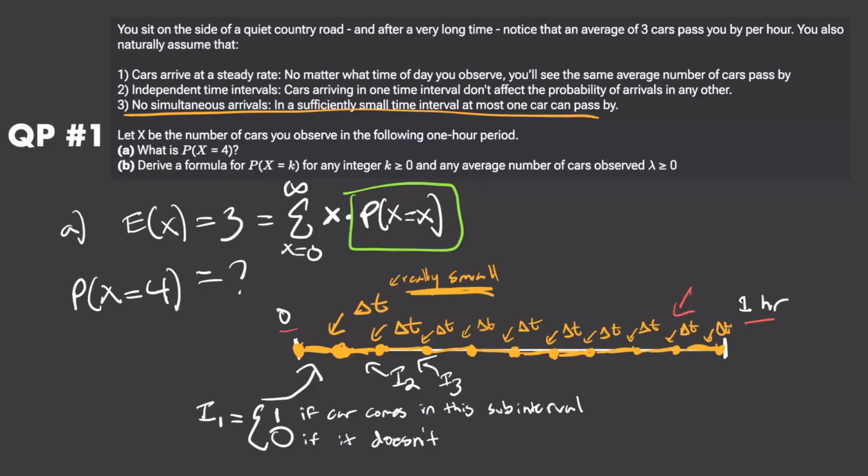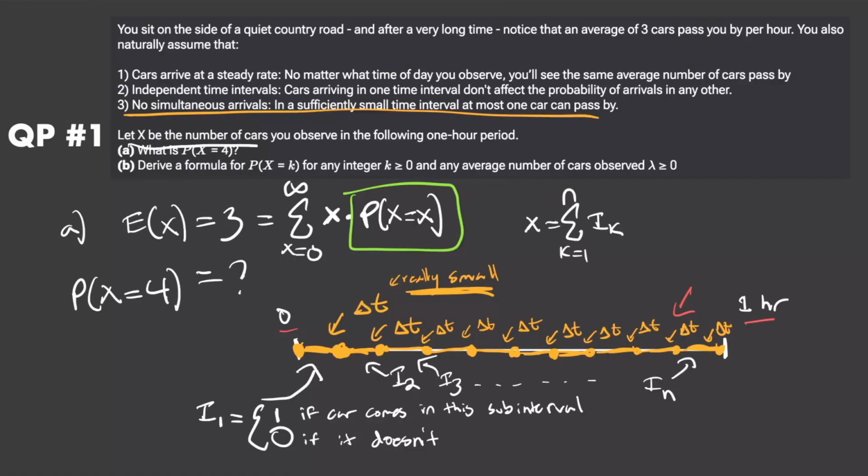Each subinterval has this indicator variable that's equal to 1 if a car comes within this really tiny interval, and it's equal to 0 if it doesn't. So I have I3 all the way up to, let's say, I sub n. So now, just like we've done a million times, I can express X as a sum of all these little indicator variables, with k going from 1 all the way to n, because I have n indicators I sub k.